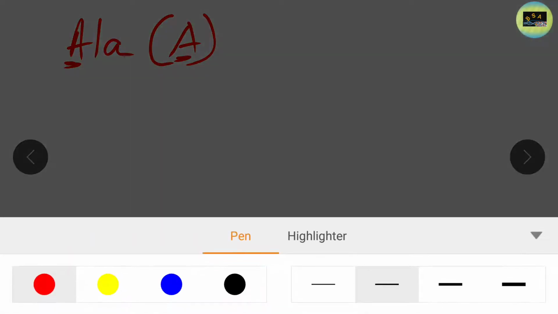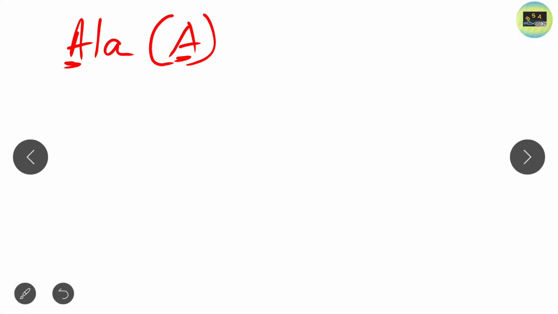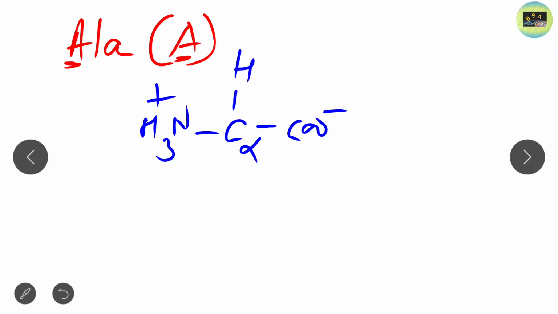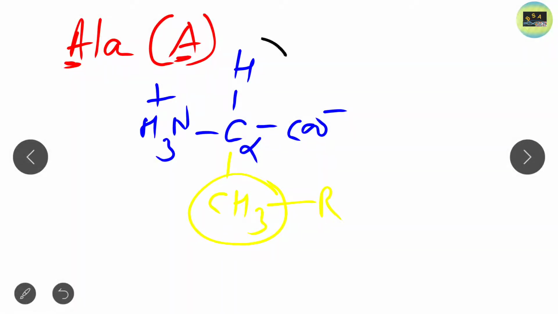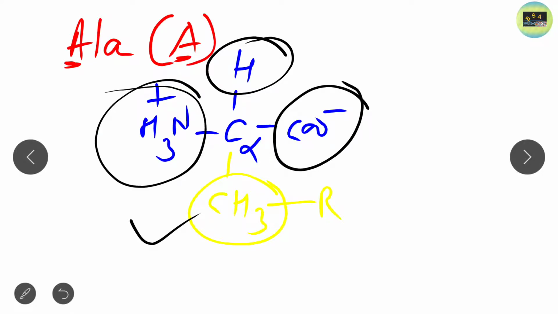Now the structure of alanine. This is C alpha, and these three are common in all amino acid structures. Now we draw the side chain in yellow. In the structure of alanine, a CH3 group is present in the side chain. So this is the side chain. Clear? You can see in this structure that the carbon has 4 different groups: hydrogen, CH3, that is the side chain, COO minus and NH3 plus. So the carbon has 4 different groups. As a result, alanine is chiral in nature.